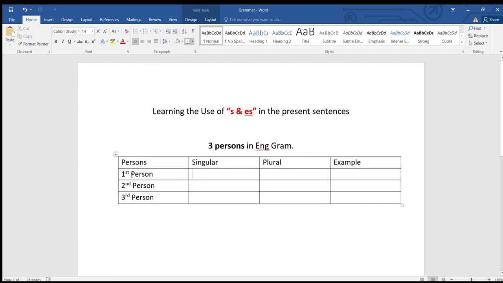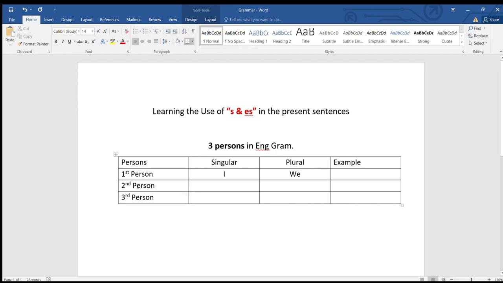All right, now we have first person singular, first person plural. Now, is there anyone who can tell me what is first person singular? If I say I is the first person singular, then what would be first person plural? Any guesses? Yes, we is the first person plural. We. All right. So I is first person singular, we is first person plural. Because if I say I am a teacher, then we say we are teachers.